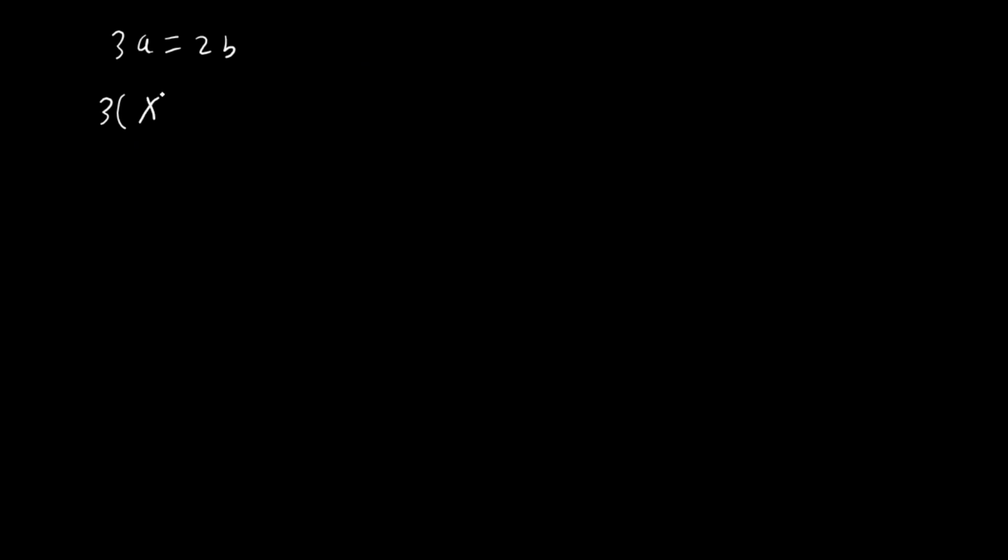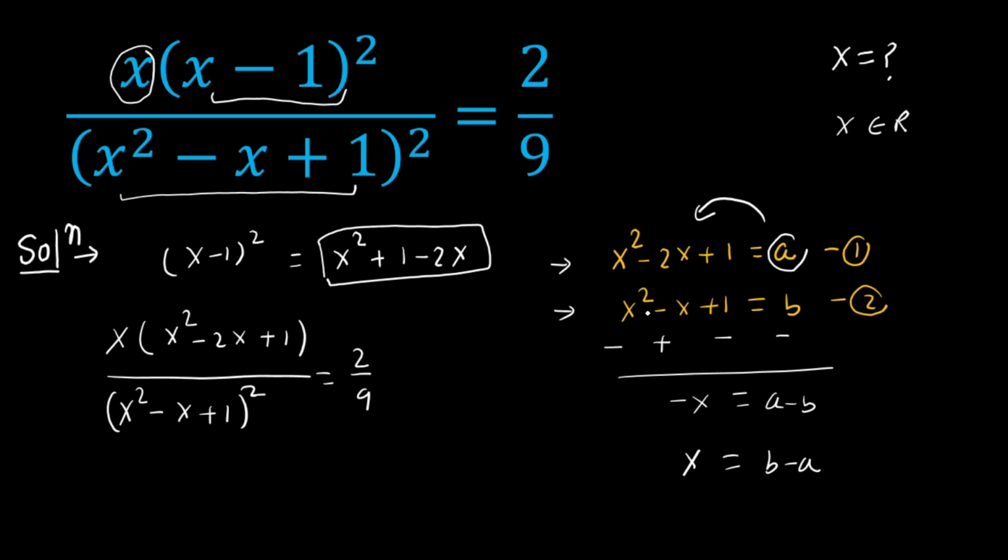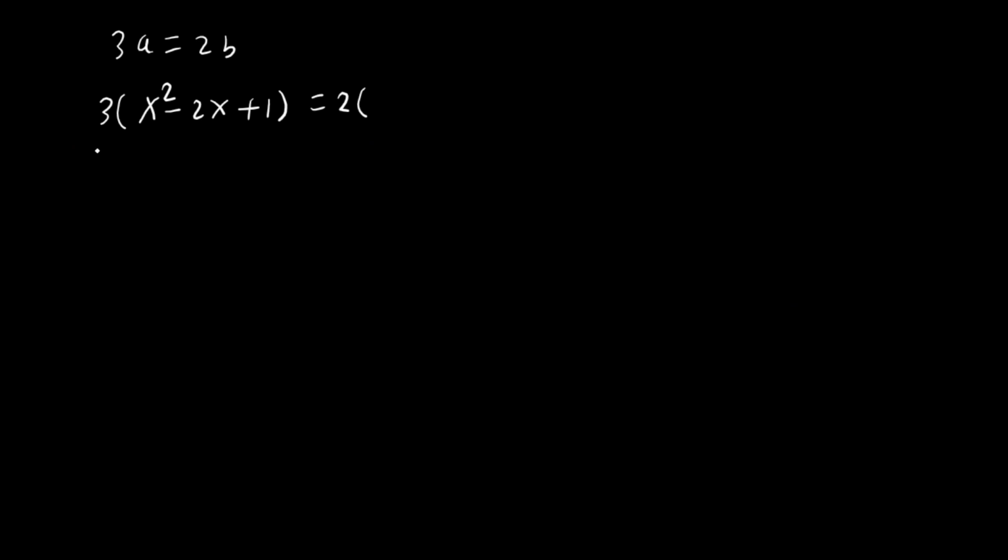x square minus 2x plus 1 is equal to 2 times, and b is replaced by x square minus x plus 1. Here, 3 multiplied by x square gives 3x square. 3 multiplied by minus 2x gives minus 6x. 3 multiplied by plus 1 gives plus 3.